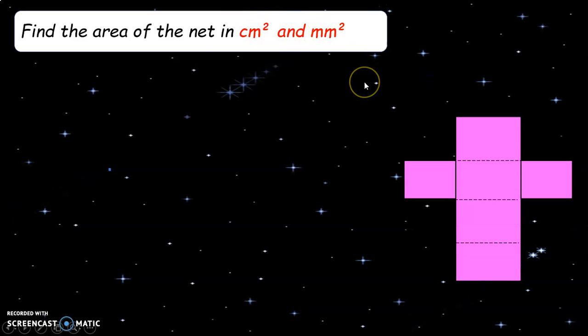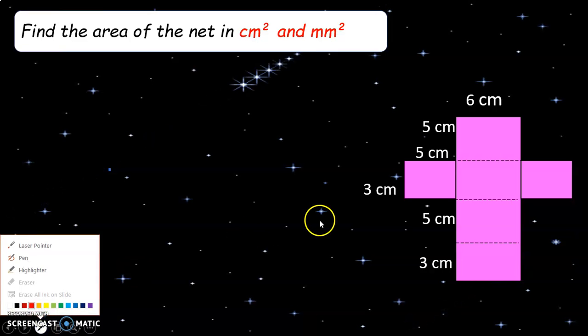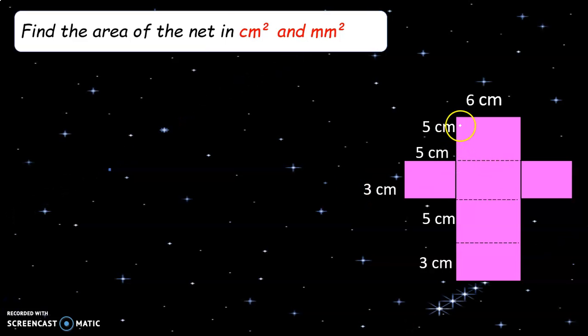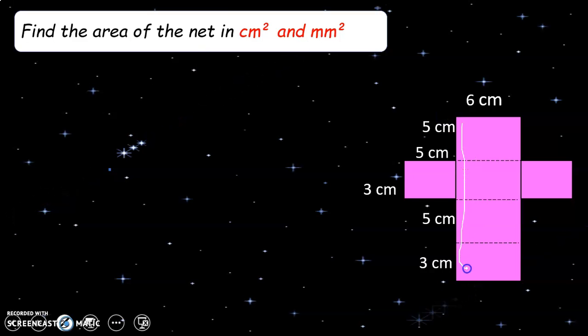Now let us get the area of a net in centimeters squared and millimeters squared. First, if we have a net, let us divide it into parts. If we divide it, this big rectangle will be A, and these two small rectangles will be B and C.